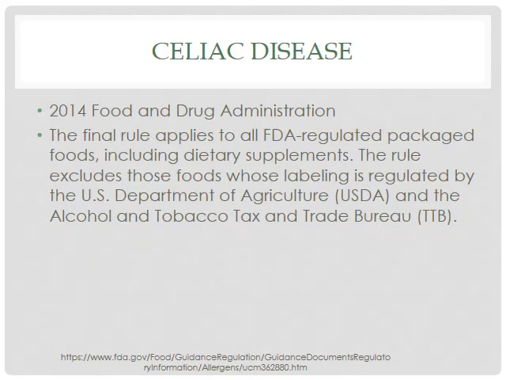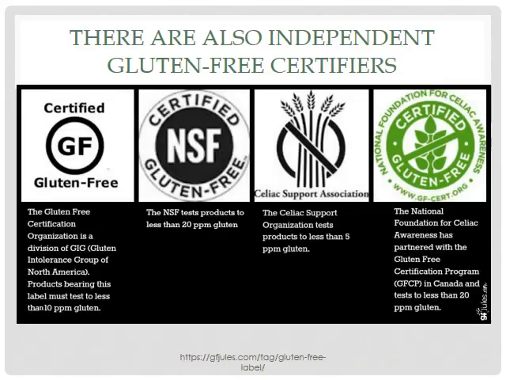This final rule applies to all FDA-regulated packaged foods, including dietary supplements. The rule excludes those foods whose labeling is regulated by the U.S. Department of Agriculture and the Alcohol and Tobacco Tax and Trade Bureau. There are also independent gluten-free certifiers. For example, the Celiac Support Organization tests products to less than 5 parts per million of gluten.